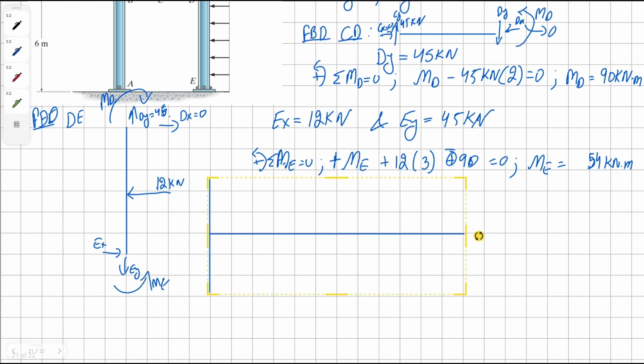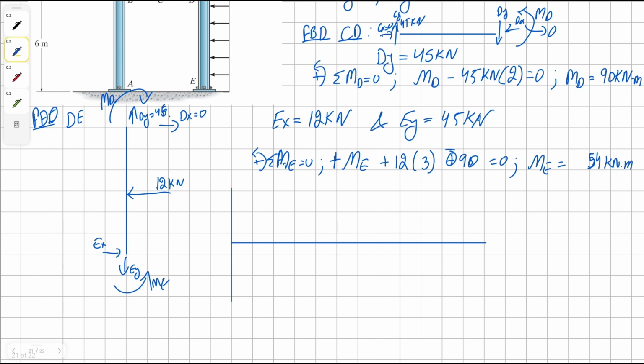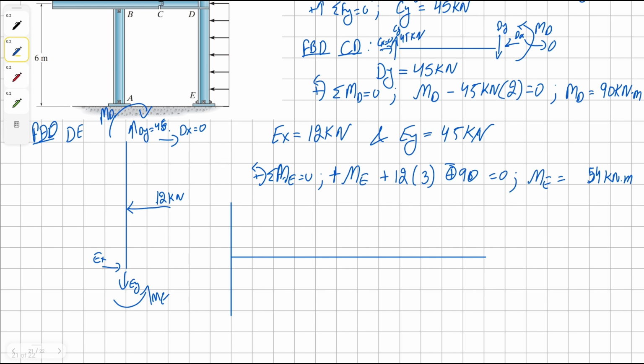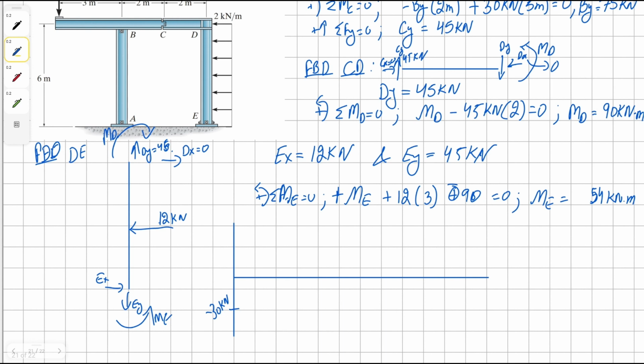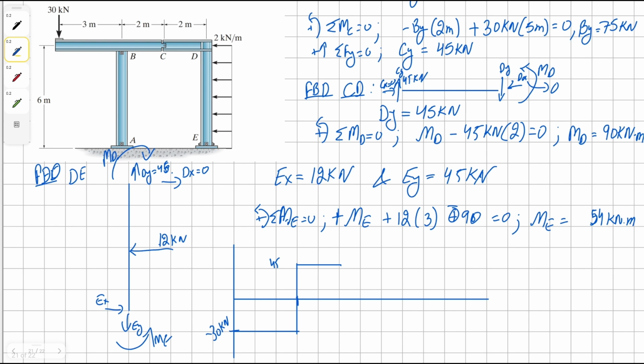Now let's begin drawing the diagrams for B to D. We're going to start with the shear diagram. So we begin with negative 30 kilonewton. Then we move to the right for 3 meters in a straight line. And then we get a positive bump of 75. That means we go up to positive 45, and then we continue for 2 meters, and then we get a bump downwards at C to 0.